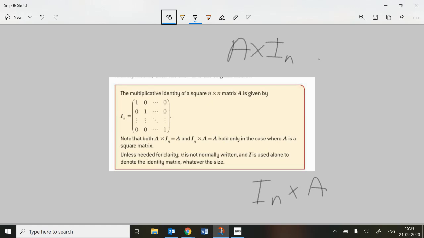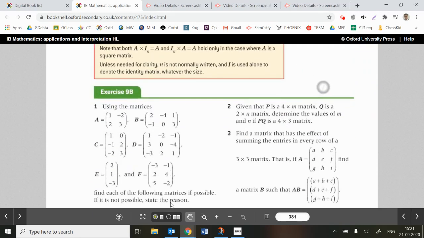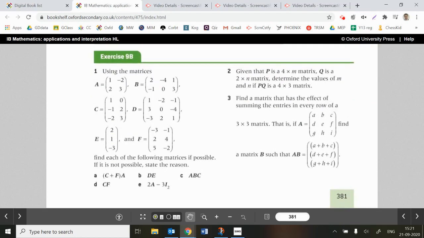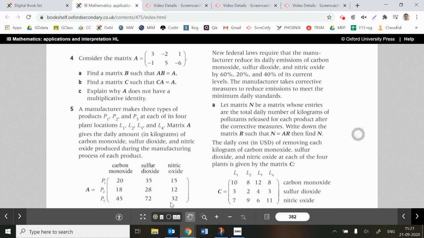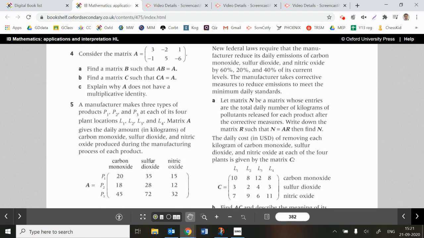Okay. Right then, guys. Well, thanks for that. Nearly failed at the last hurdle there. So here we go. We've got 9B here. We've got 3 questions on page 381, and we've got some more questions in context there on the next page. Obviously, get maximum practice on this.